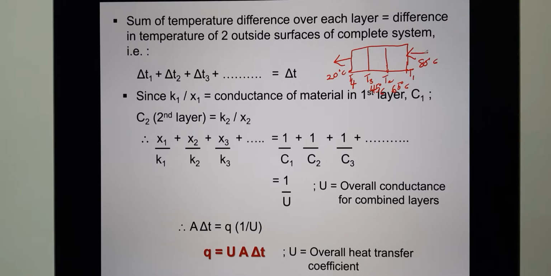Okay, so it starts from 80 degrees Celsius, and in between for T2 the temperature is 65 degrees Celsius, T3 is 45 degrees Celsius, and then the surface of T4 is 20 degrees Celsius. Okay, so from here, delta T is the sum of temperature difference.